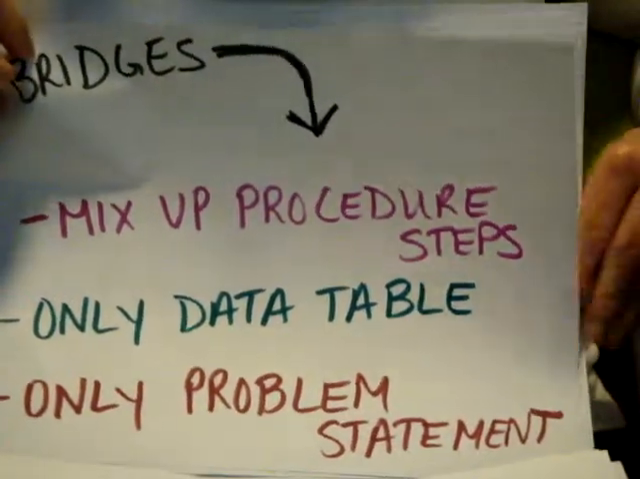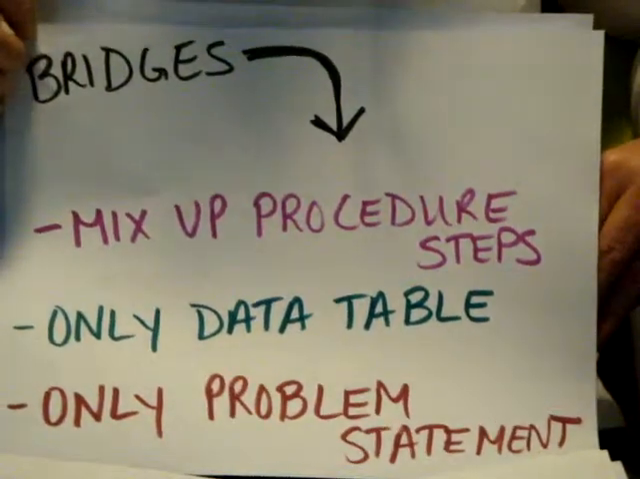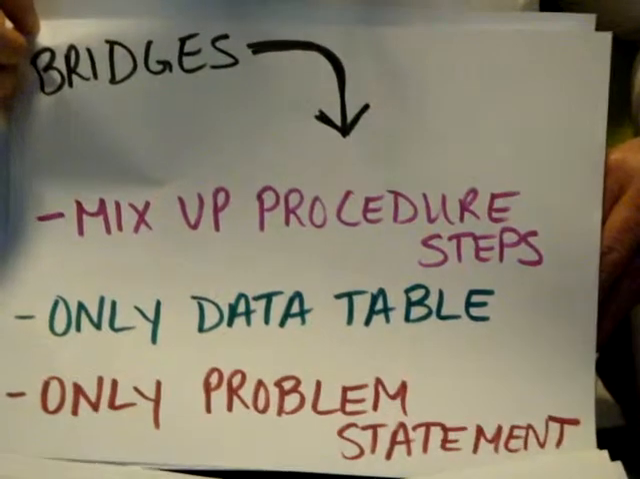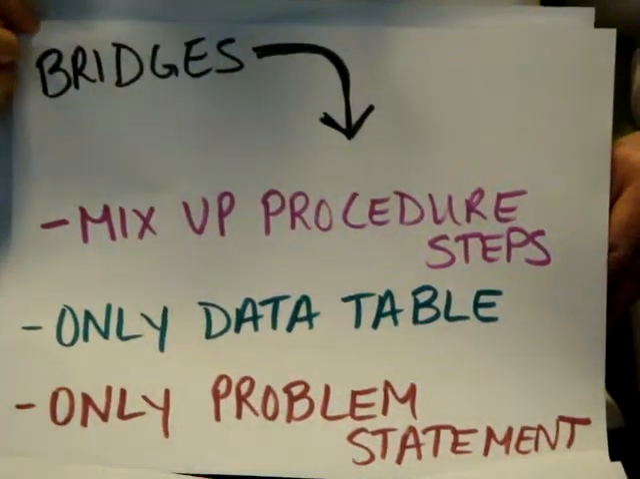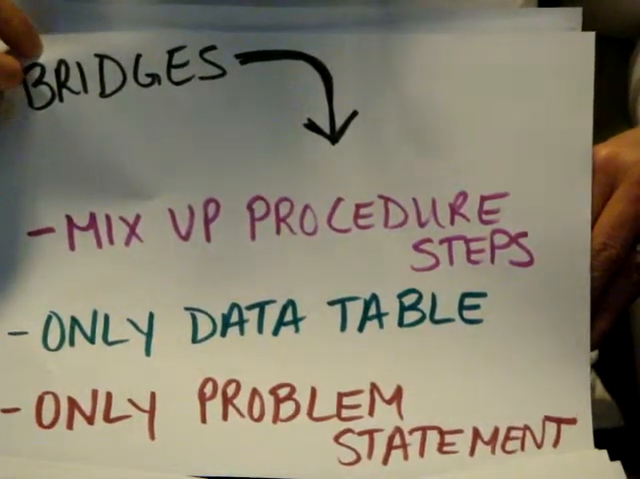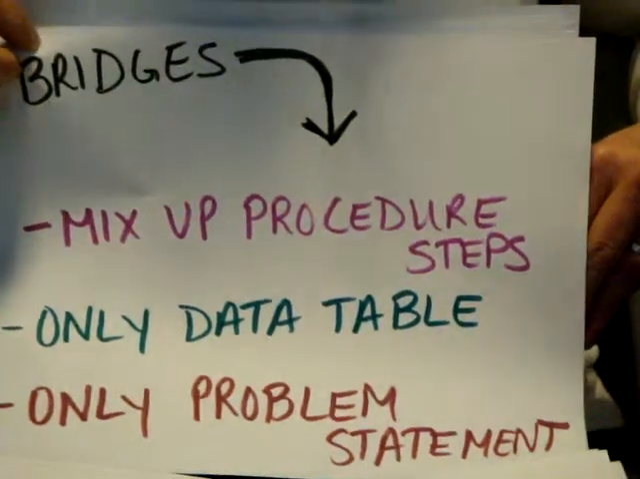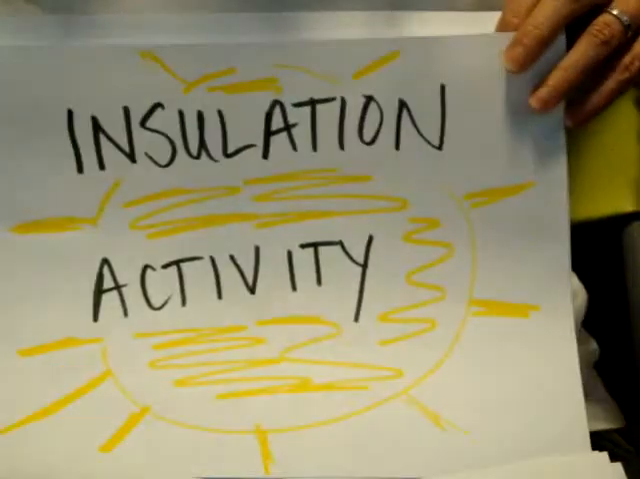There are baby steps that a teacher can take with an activity just to add a little more inquiry without making it a full-blown student-initiated investigation. Just mixing up the procedure steps is one way to make students really think a little more about how to solve the problem, or just including the data table or only giving the problem statement.